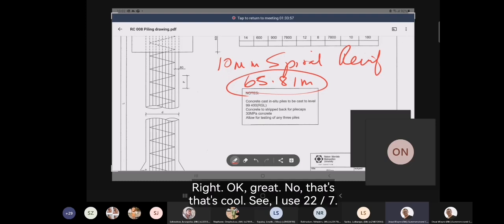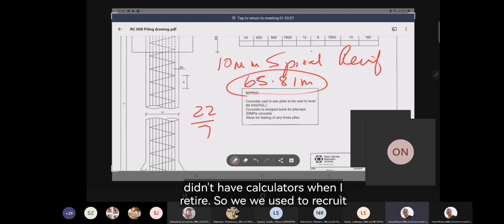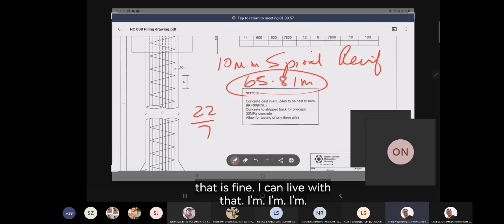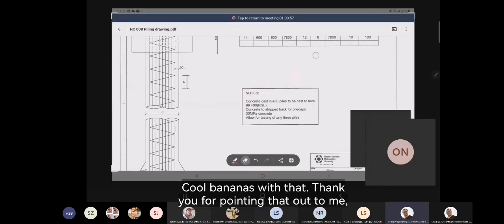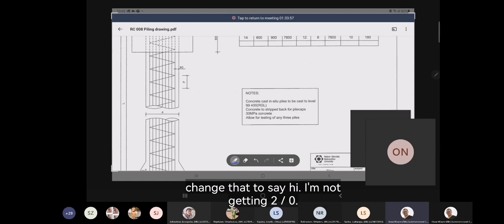Right, okay, great. No, that's cool. See, I use 22/7. I'm old school. I used to calculate the value of pi. We didn't have calculators so we used 22/7 and then you come out. So that is fine. I can live with that. I'm cool bananas with that. Thank you for pointing that out to me. So at least I know now that I need to go back and check and change that to saying pi and not 22/7. Okay, right.